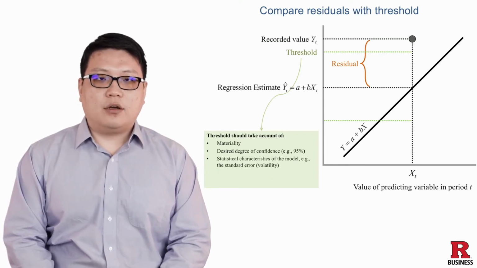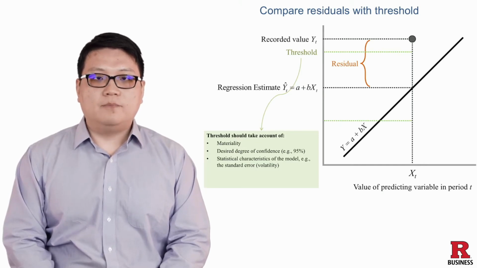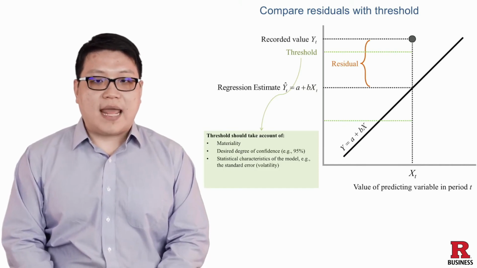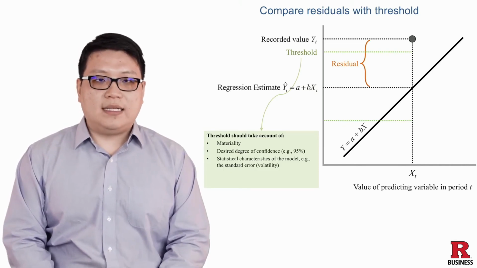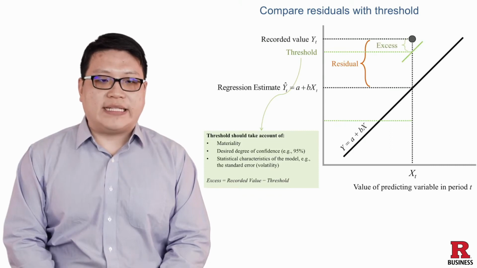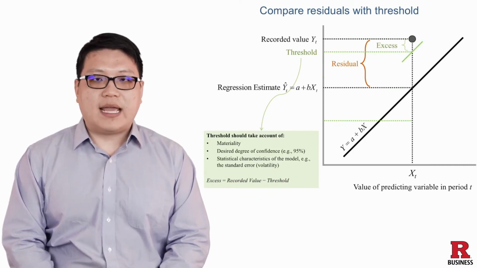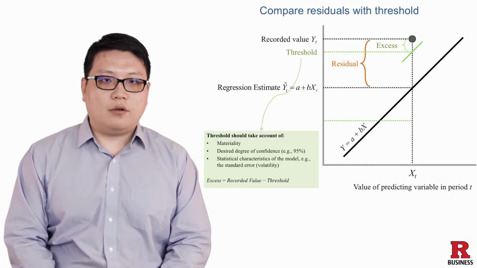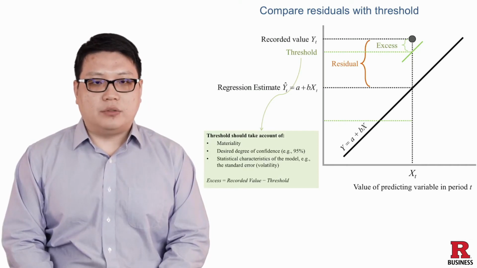Basically, any recorded value that is above the threshold, and be aware that the threshold can be both positive and negative, will be identified as an outlier if it exceeds the threshold. The part by which the recorded value exceeds the threshold can be marked as excess, so just use y minus threshold. That will also give us a description of how much the recorded value y differs as compared to the threshold.